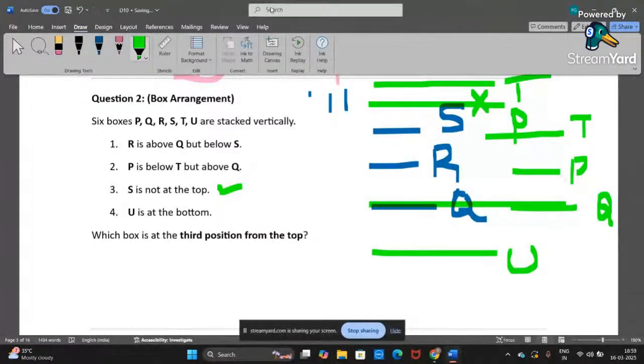Now let us read the conditions. R is above Q, yes, but below S, right? P is below T. Where is P here? Yeah, this is P, right? This is below T, but above Q, right? S is not at the top. At the top, we have T. U is at the bottom. Let's read out. This is the first, this is the second, this is the third. R is at the third position. So R is the answer, right?